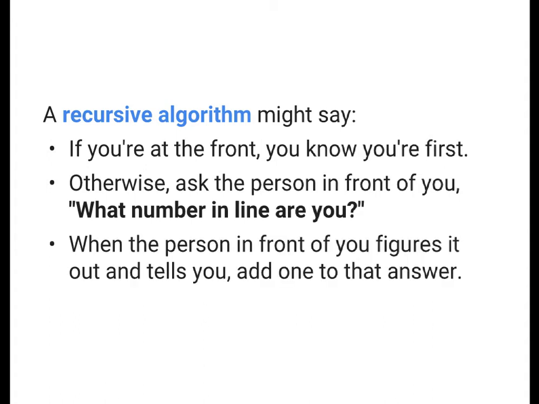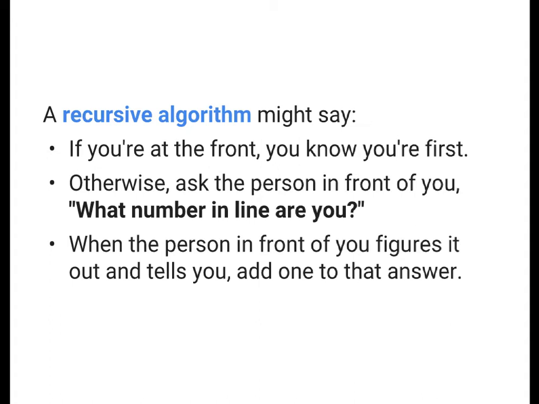And what that person will do is ask the person in front of them, what number in line are you? And so forth until they hit the front. And that person at the front knows that he's number one, right? So then when the person who's number one turns to the person behind him and says, I'm number one, the second person in line knows that he's number two because he's behind number one, right? And so we can go all the way to the front, and then all the answers will come back to us, one by one. And that's the idea behind recursion. It's like recursion in a nutshell.